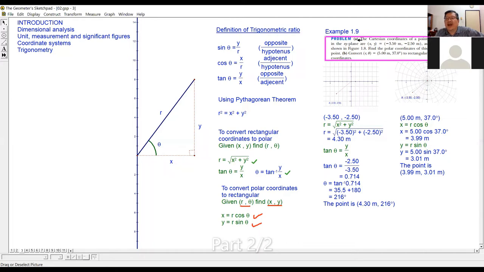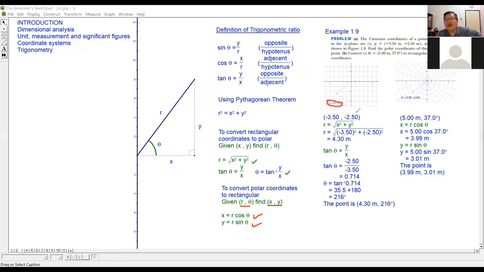Look at question A, example 1.9. The Cartesian coordinates of a point in the xy plane are negative 3.5 and negative 2.5 meters, as shown in figure 1.8. So this is the point.